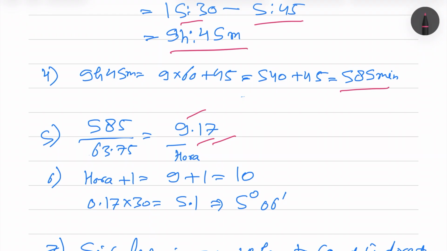So Hora completed is 9 plus 1 is 10, and 0.17 into 30 is 5.1. So 5 degree and 0.1, if we multiply it by 60, we get 6 arc minutes. So the value is 5 degree 6 arc minutes.